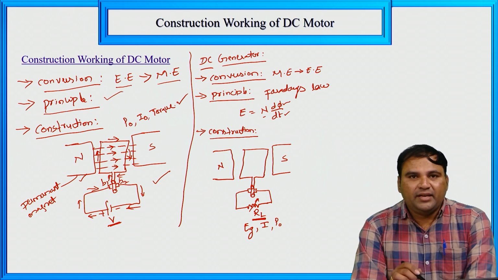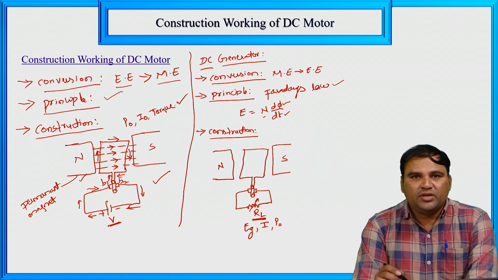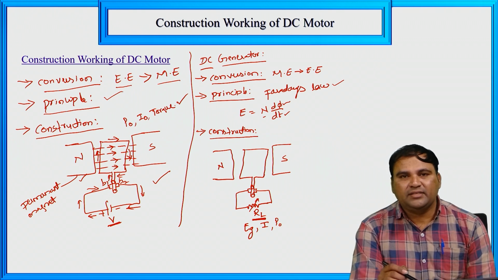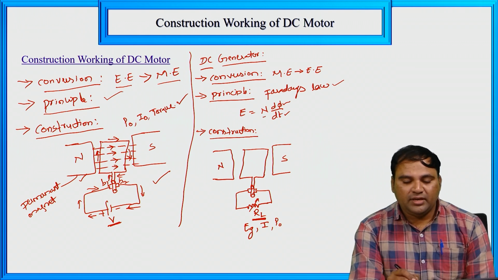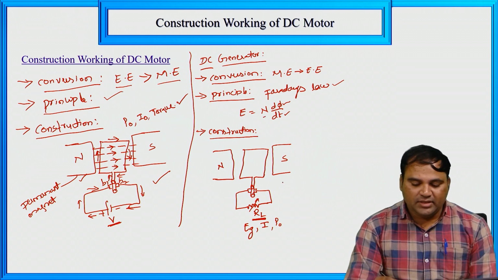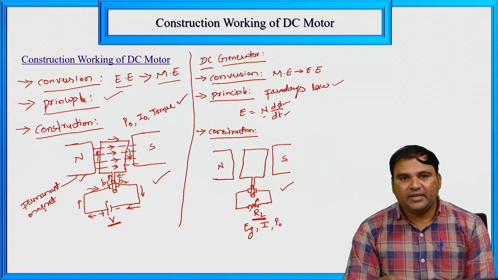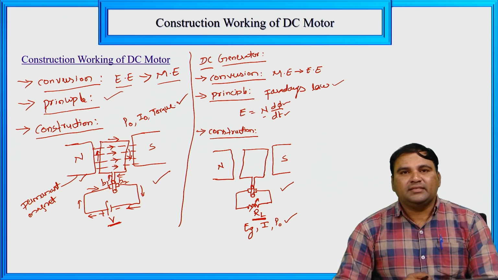The principle is that when a conductor cuts the magnetic field, an EMF will be induced. That is according to Faraday's law of electromagnetic induction. According to Faraday's law, the EMF equation is E = N dφ/dt. What is dφ here? Change in flux. What is dt? Change in time. And N is the total number of turns. Now this is the total construction of a DC generator. Across this load resistor we'll get the generated EMF, output current and output power. So this is about the DC motor and DC generator.